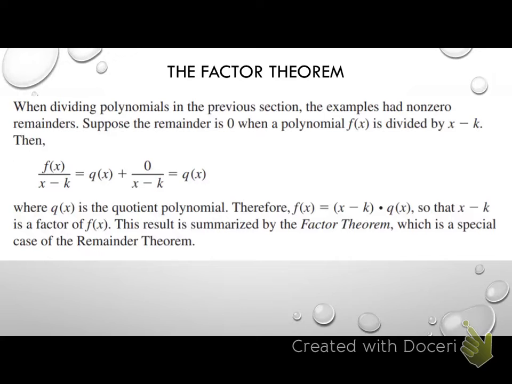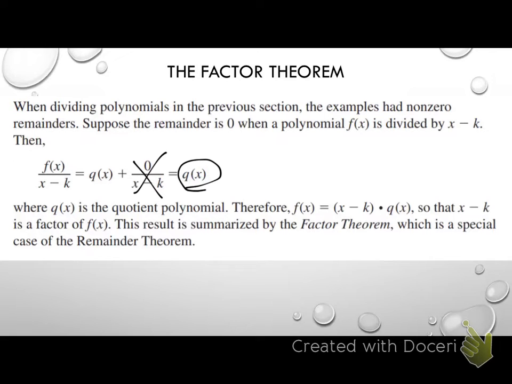Suppose the remainder is 0 when a polynomial f of x is divided by x minus k. So let's say we divided two polynomials and the remainder was 0. So that would mean us dividing our function by x minus k would equal some polynomial that we got, and then our remainder 0 would be over our divisor, correct? So if I have 0 over anything, that's going to be 0. So that pretty much just goes away to give me q of x.